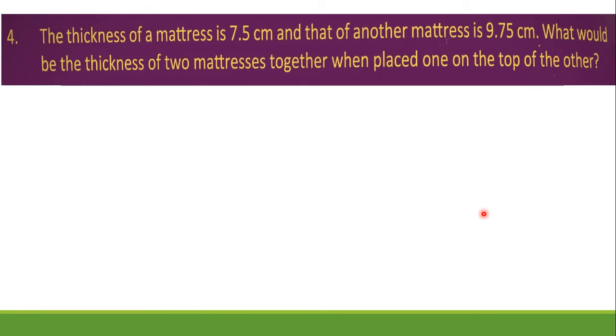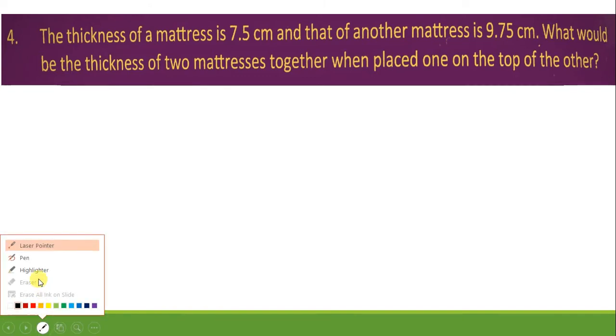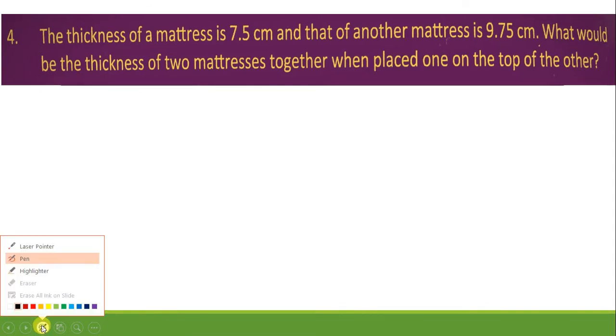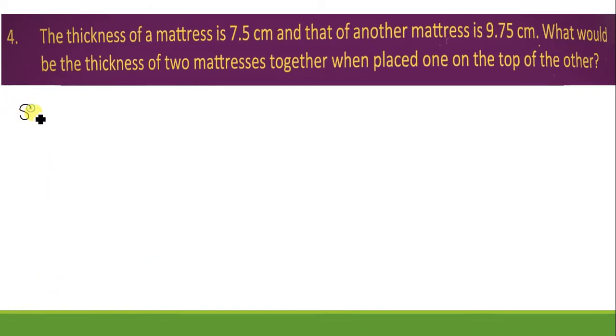Now we'll move to the next problem, and it says the thickness of a mattress is 7.5 centimeter and another mattress is 9.7 centimeter. What would be the thickness of two mattresses together when placed one on top of the other? That means the height will increase and you have to add the thickness of the mattresses. So we are going to add the given thickness. Clear?